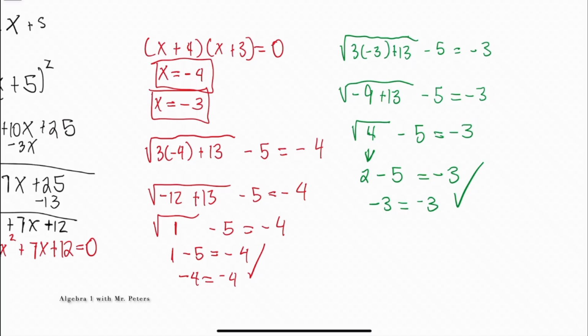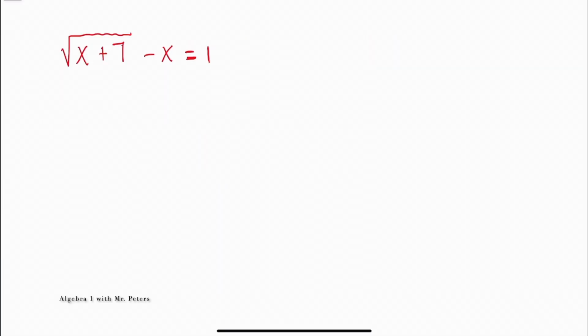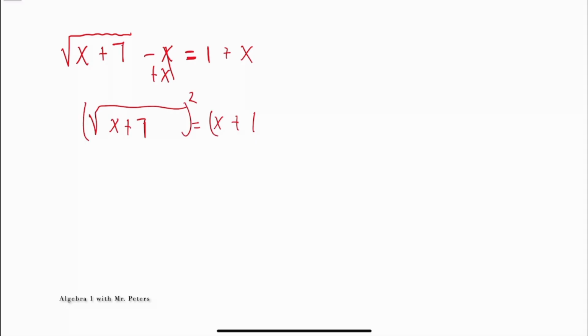And now we're going to go on to the last problem of this video. In the last example, we're going to start off by adding x on both sides. So we're left with radical x plus 7 is equal to x plus 1. We can flip it around, same exact expression. So we get rid of the radical by squaring both sides. We're left with x plus 7 is equal to x squared plus 2x plus 1.